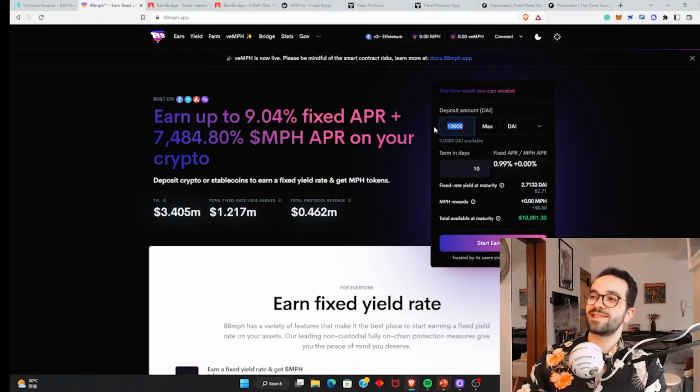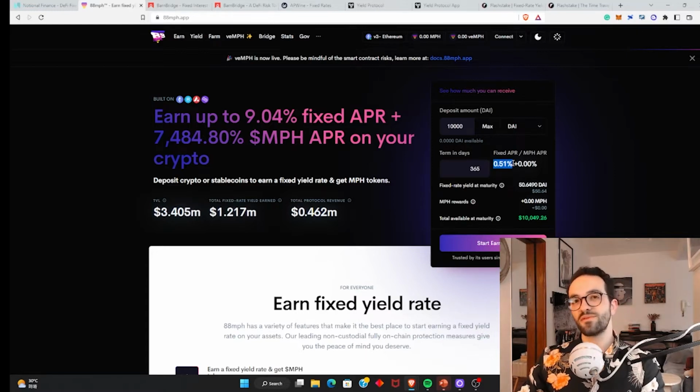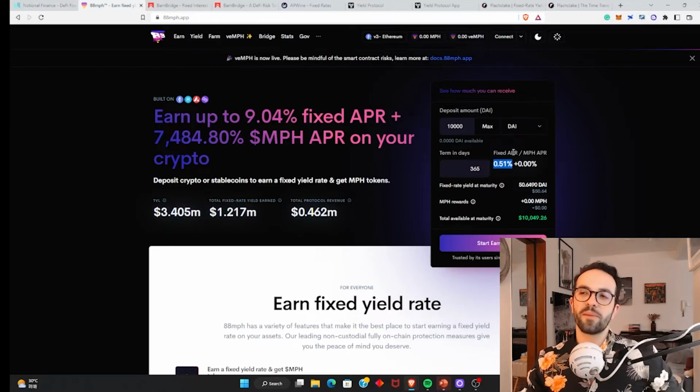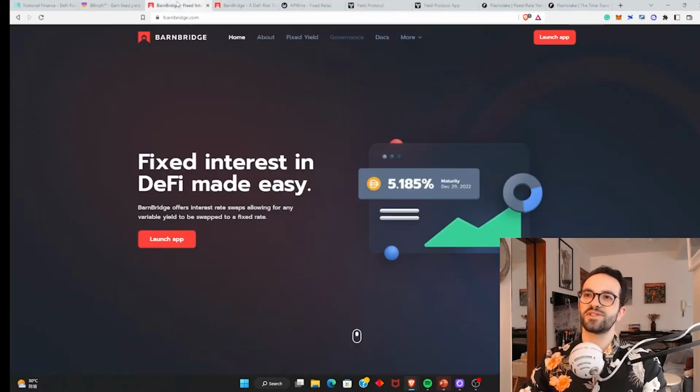So if I deposit 10,000 US dollars for 10 days, at the date of the maturity, you will receive $10,001.33. Of course, if you increase here, let's say 365 days, so they guarantee that you receive at the end of 365 days $10,049.26. So not much. Again, this is lower than what you will receive on Aave, but it's guaranteed, right? And you don't need to worry about the volatility of the yields. It really guarantees that you receive this.